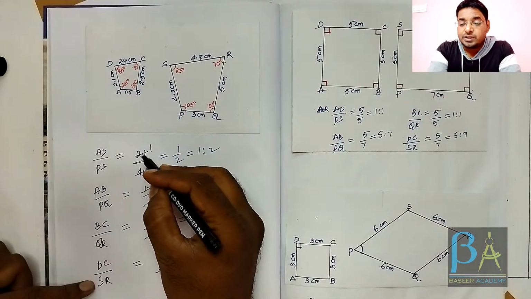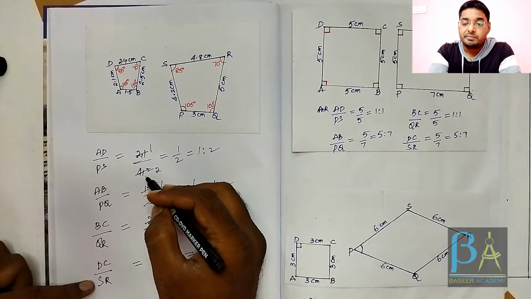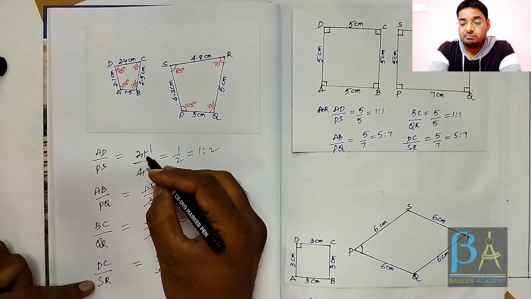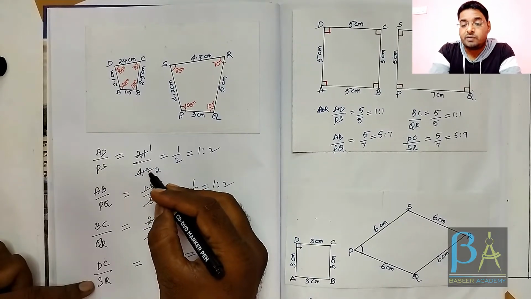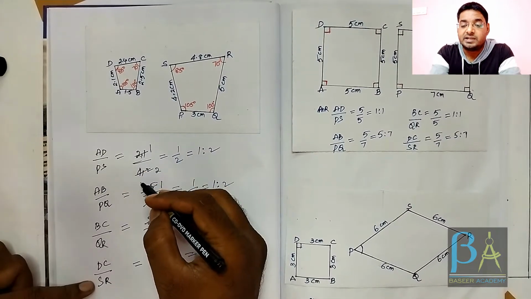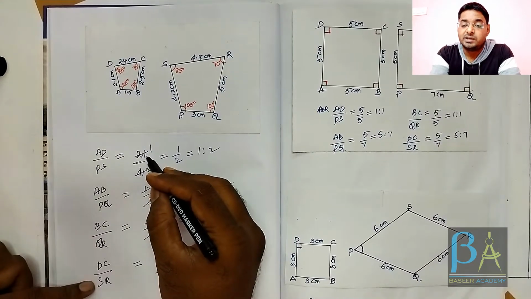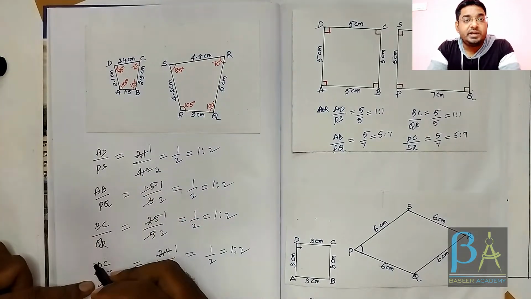Now what happens? 2.1 and 4.2, they have the same number of decimal places, because after the decimal point you have one number here, and after the decimal point you have one number here also. So you can get rid of the decimal point. And once you get rid of the decimal point, you have 21 in the numerator, 42 in the denominator.